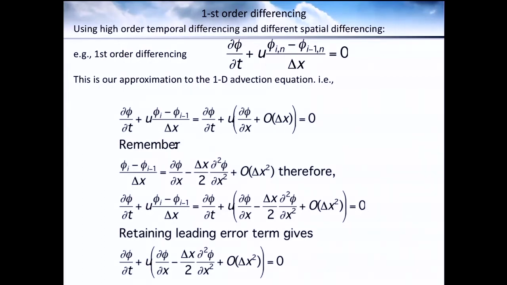All right, so here's our difference equation. Equals d phi dt plus u d phi dx. We'll keep that leading order error term in there, plus order delta x squared. So all we've done is just included that leading order error term. And so retaining that term gives us this equation.